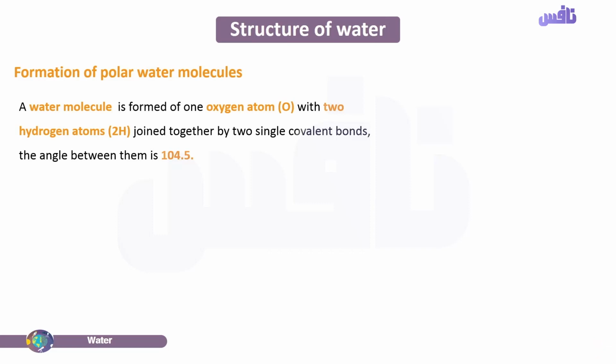104.5. So the water molecule is formed of one oxygen atom and two hydrogen atoms joined together with two single covalent bonds. The angle between them is 104.5.